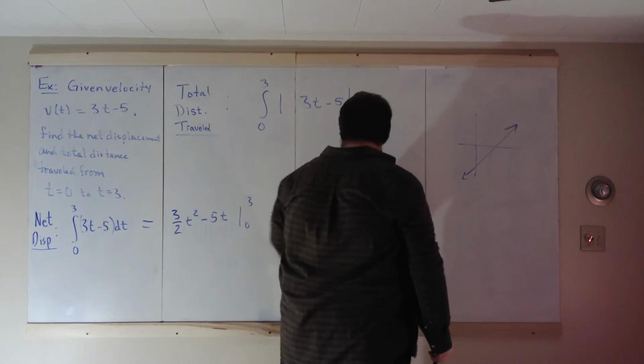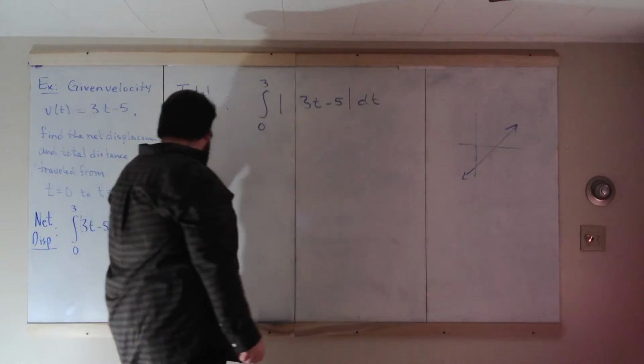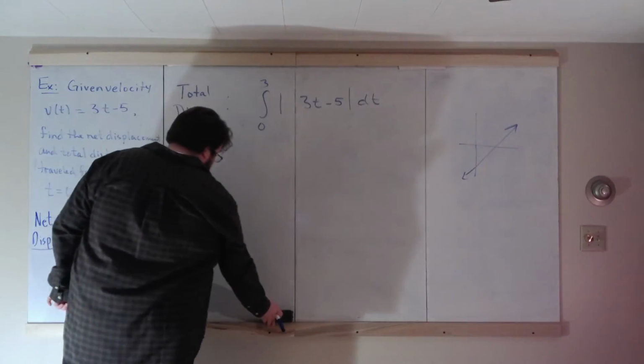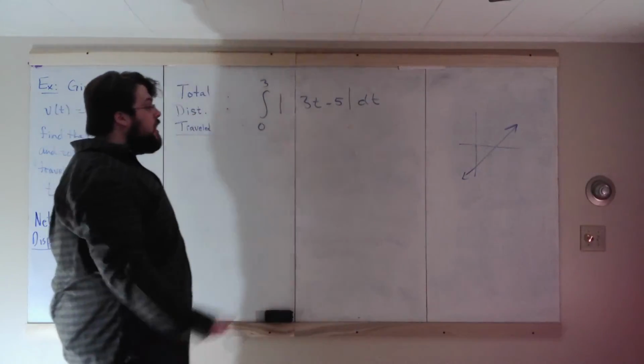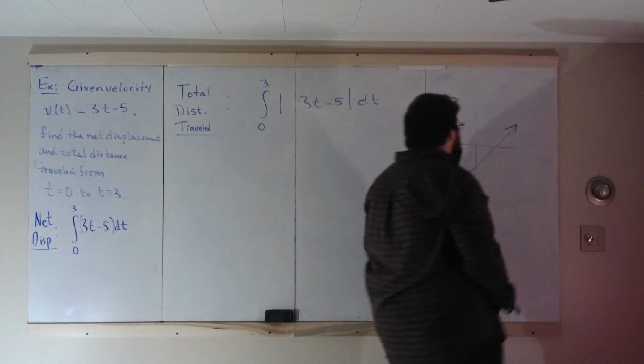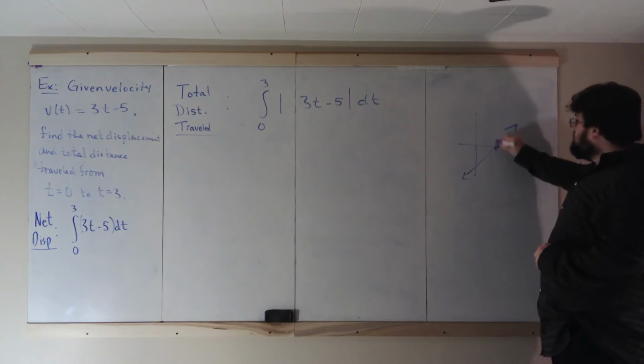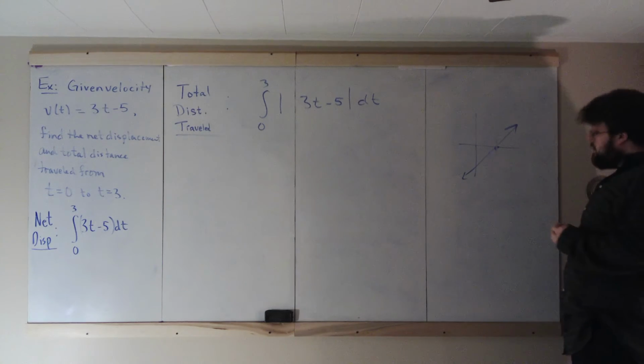Well, if we're going to integrate an absolute value function and we have a piece below the x-axis and a piece above the x-axis, what we need to do is figure out what piece is below the x-axis and what piece is above the x-axis. And we're going to split this absolute value function at that point.